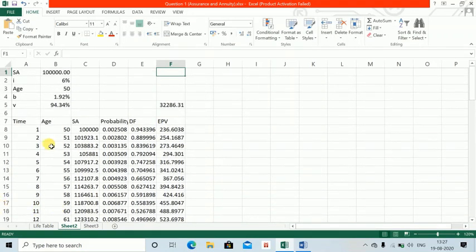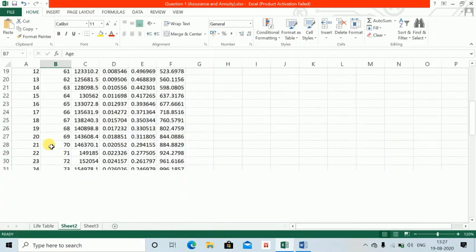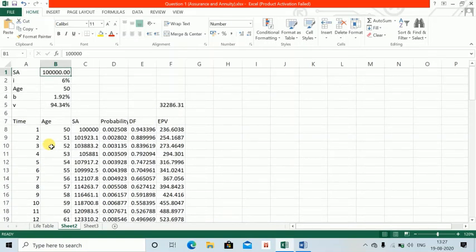This is how you evaluate a whole life assurance. Just check the age, and you can go up to the age given in the tables. Thank you.